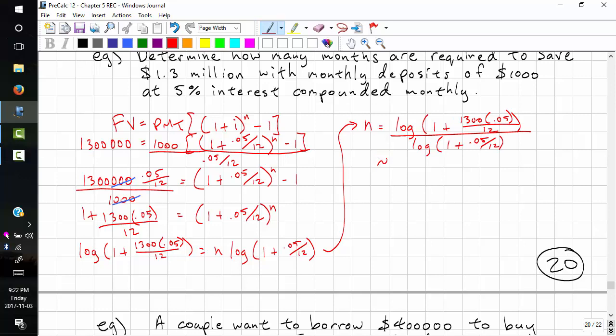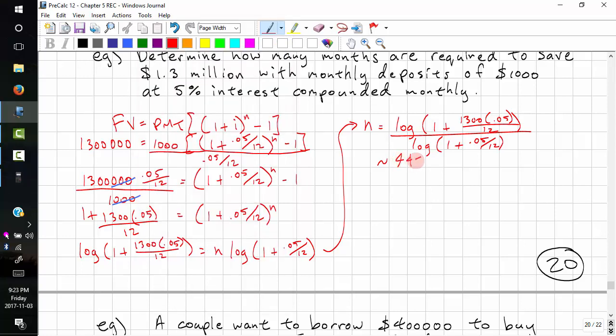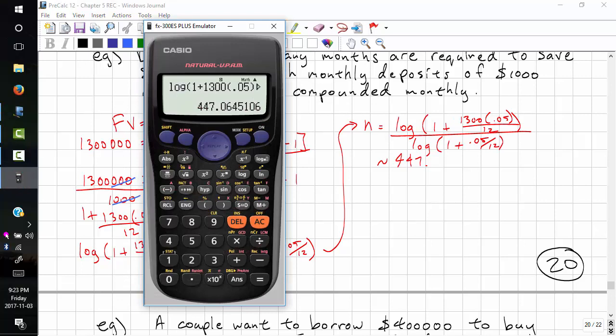And we can go ahead and plug this in on a calculator. We don't really need a graphing calculator for this. Divided by log. And we have all the brackets that we need. There's one left, one right, a right, a right, a left, and a left. And that matches up. And we get 447.06.